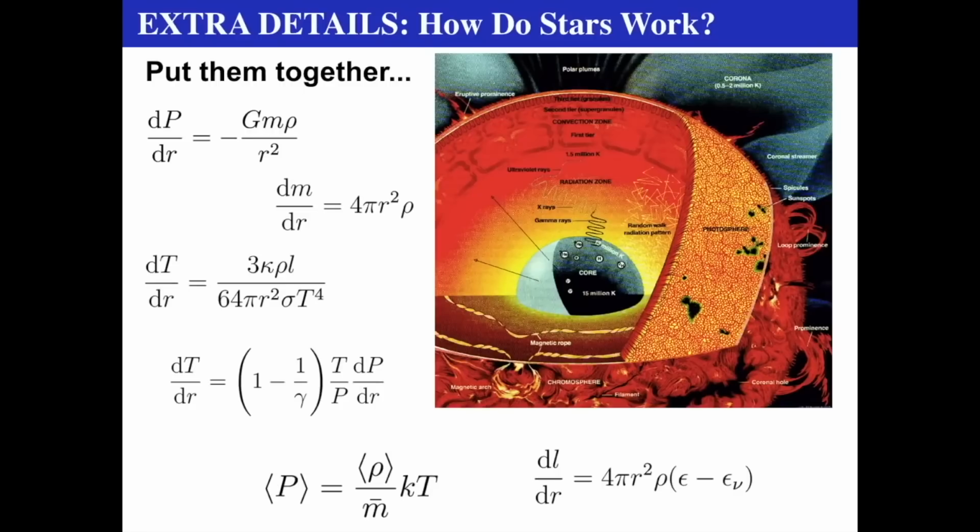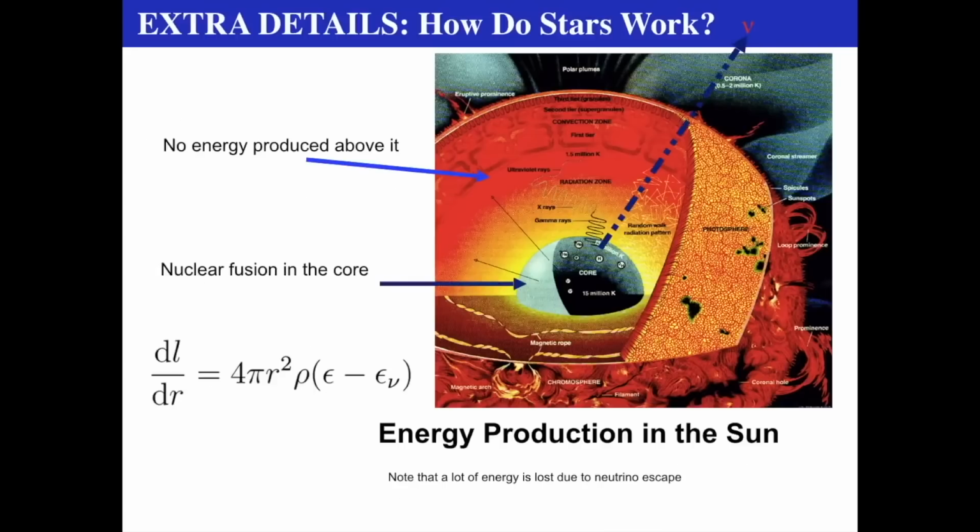And the fact that the sun is emitting light and energy means that it must be changing. So how exactly is it changing? How long has it been alive? That's going to be the question for us today. So really, we're talking about energy production in the core of the sun.